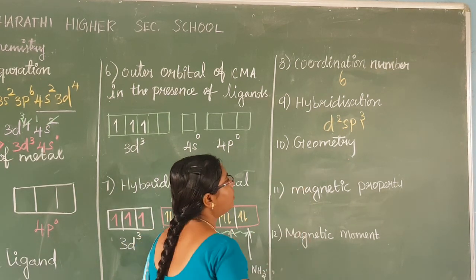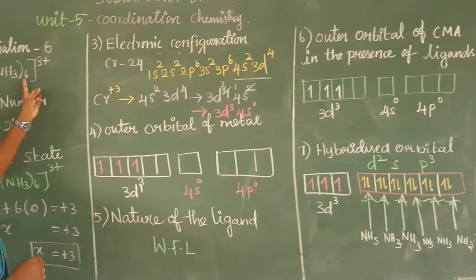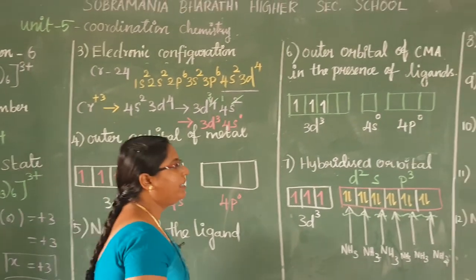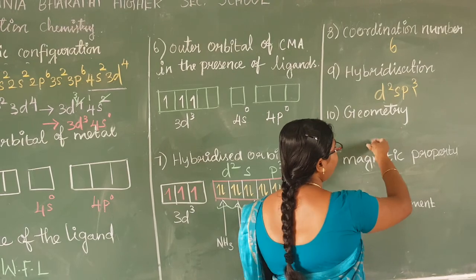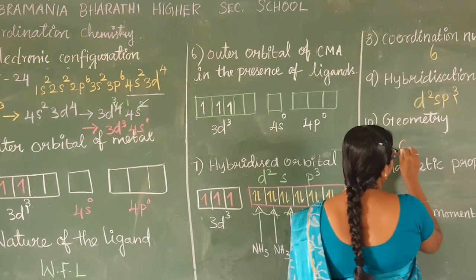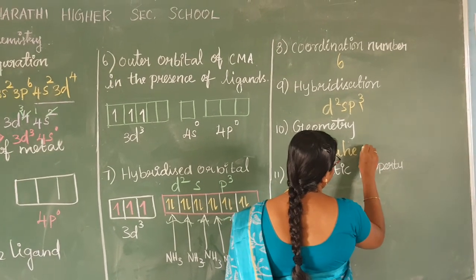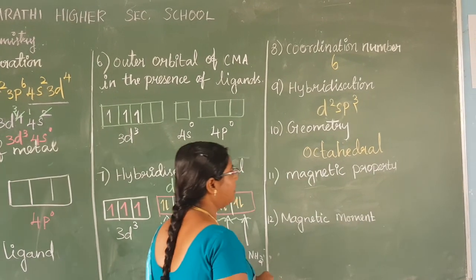Then we can go for the geometry. Definitely there is a presence of 6 ligands. How many ligands? 6 ligands are present. If it is D2SP3 or SP3D2, what will be the geometry? It is octahedral. We have studied this from VSEPR theory. So the geometry of this complex is octahedral.